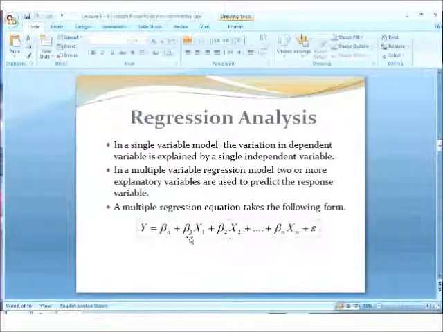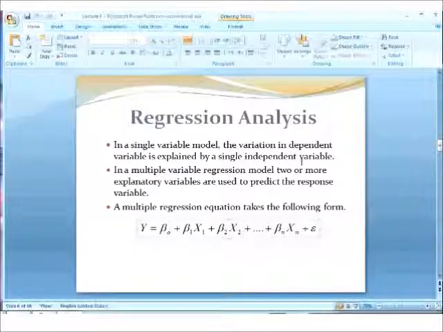Understood? This symbol here is the error symbol, which means something which is not explained by your variable. It's not always possible to get a very strong, ideal model. We always have some errors. We always have something which is not being explained by our independent variables. The variation in the dependent variable is not being explained by our independent variables, and this error term captures that.